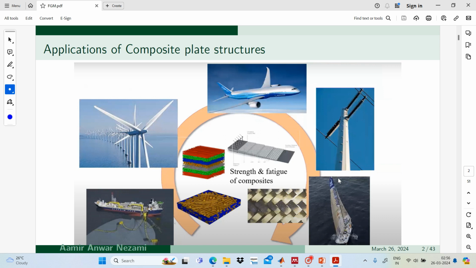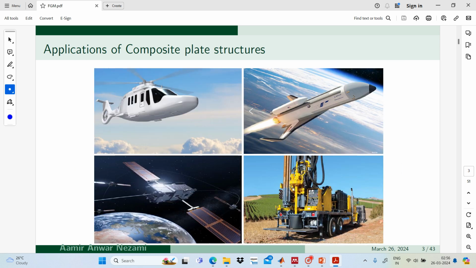Okay, so these composite plates may be functionally graded material plates, or they may be laminated composite plates. And which one we have to use and why we have to use, we will see. Further, we will see that the helicopter and then rocket and these satellite instruments and the drilling machines, these all are made up of composite plates. So it has vast applications.